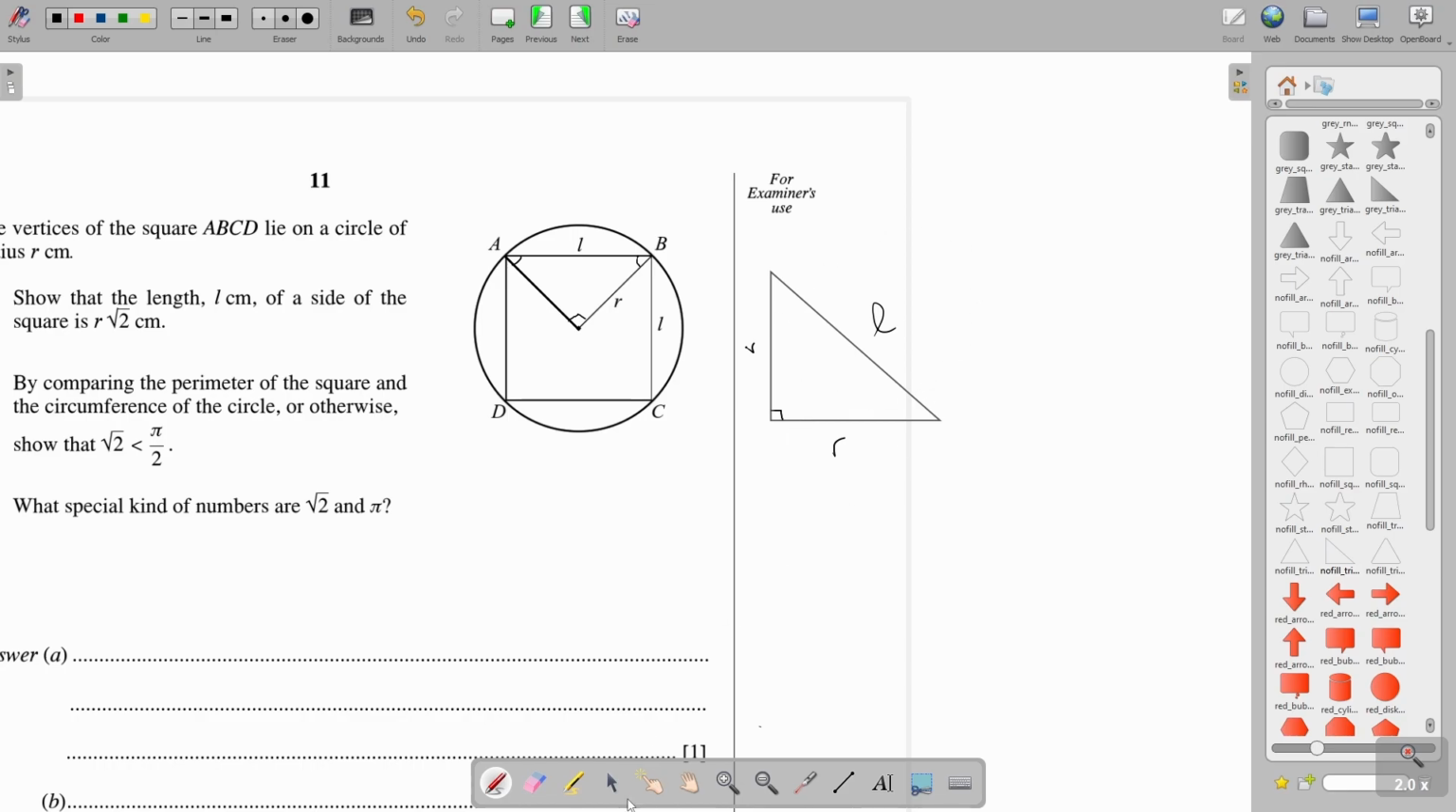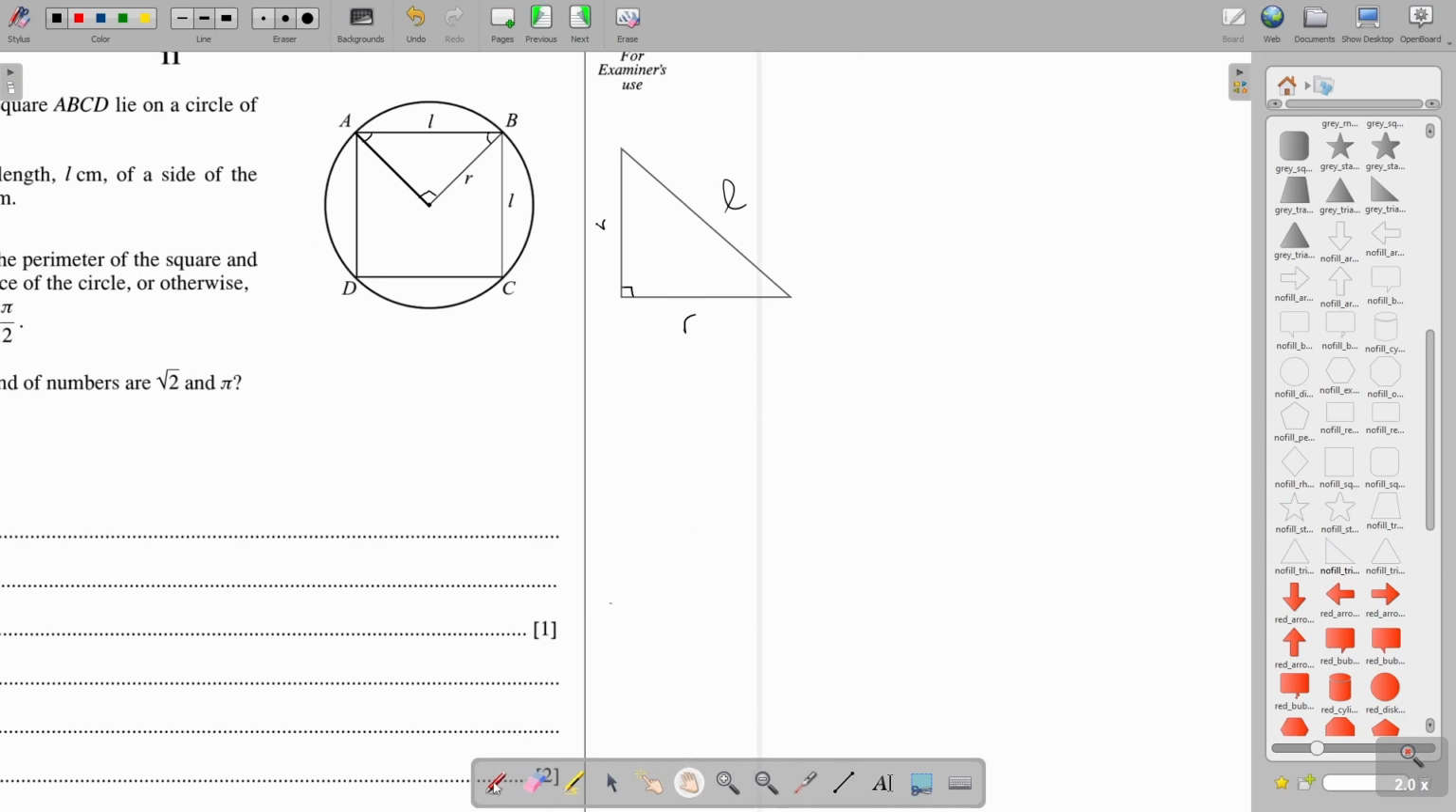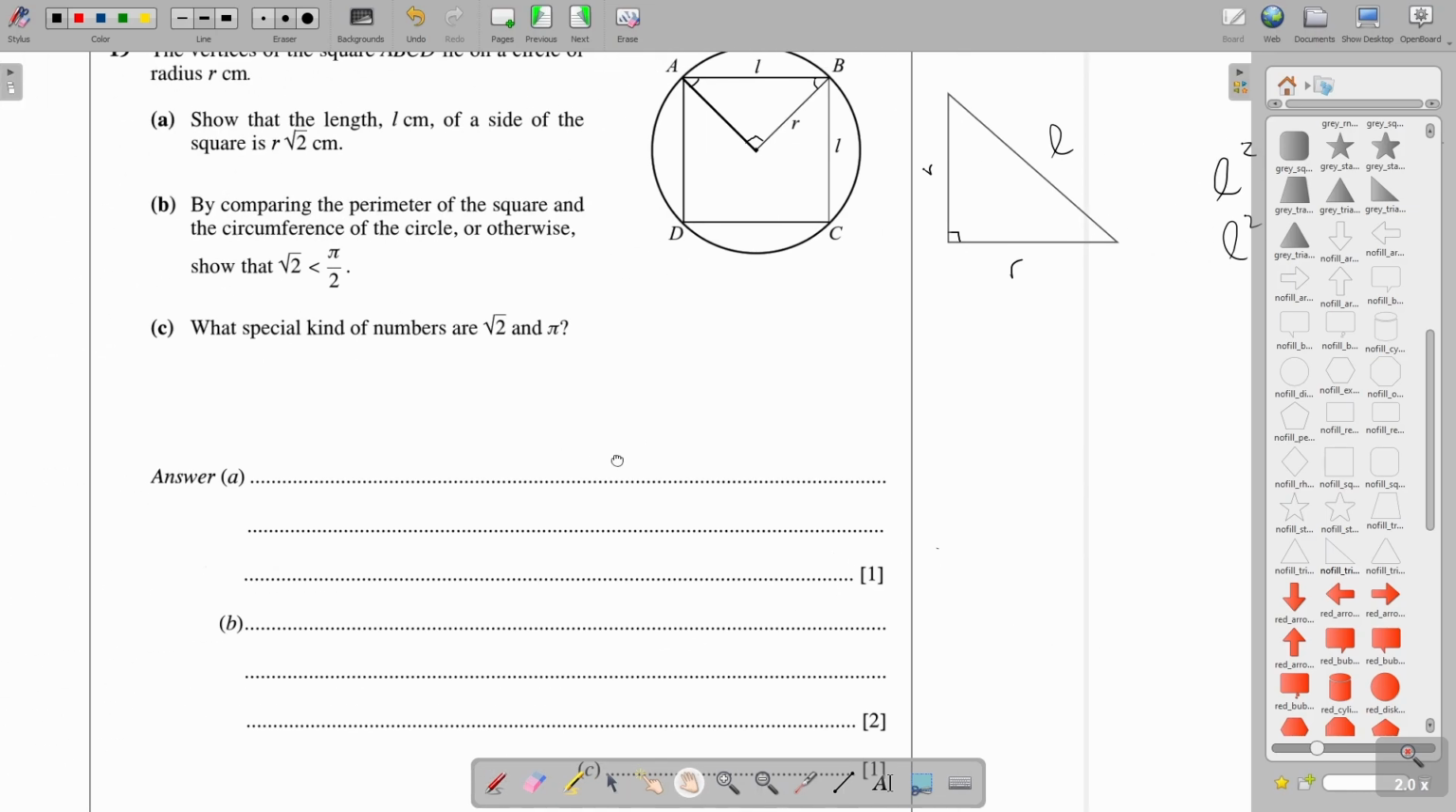And then, with this knowledge, we can use Pythagoras' theorem, which says a square is equal to b square plus c square, right? If the sides are a, b, and c. So our sides are r and L. So L square is equal to r square plus r square, which also makes L square equal to 2r square, right? I'll continue over here.